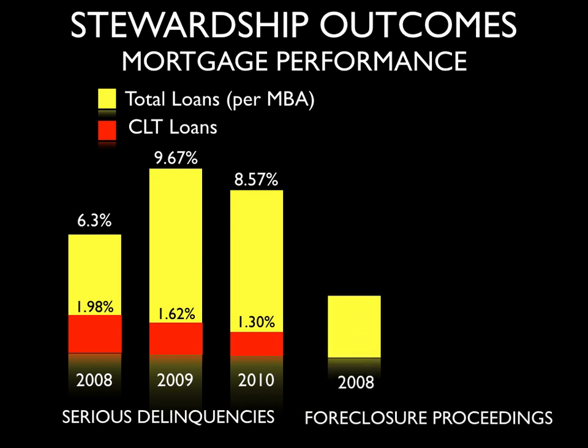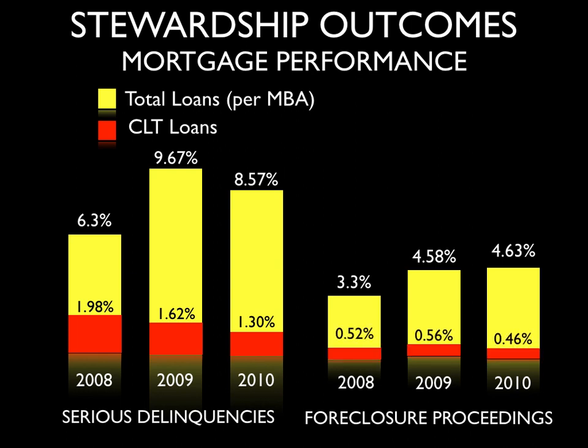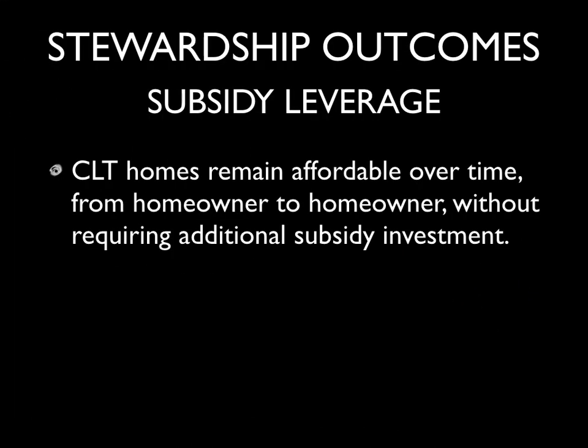Similarly, under foreclosure proceedings during that period of time, things were pretty difficult. According to the MBA, 4.63% of all mortgages nationwide were in foreclosure, and during that same period of time, the community land trust foreclosure rate was literally 1/10 of that, less than 1/2 of 1%. And again, that performance level, less than 1/2 of 1% of community land trust mortgages in foreclosure, remains true to this day.